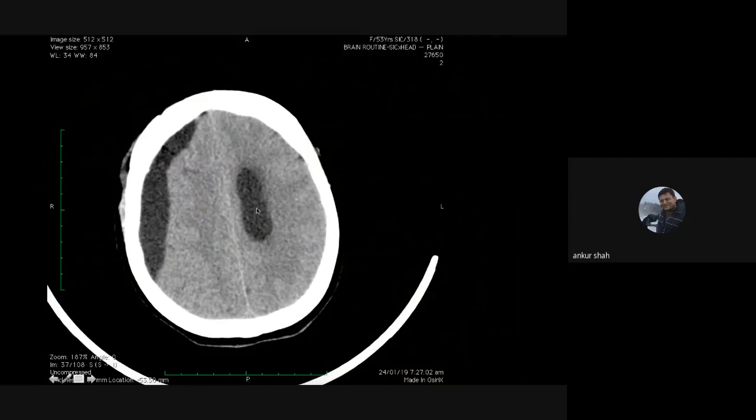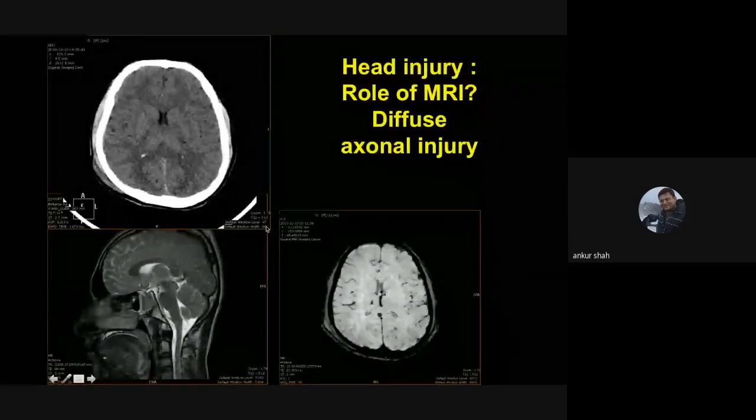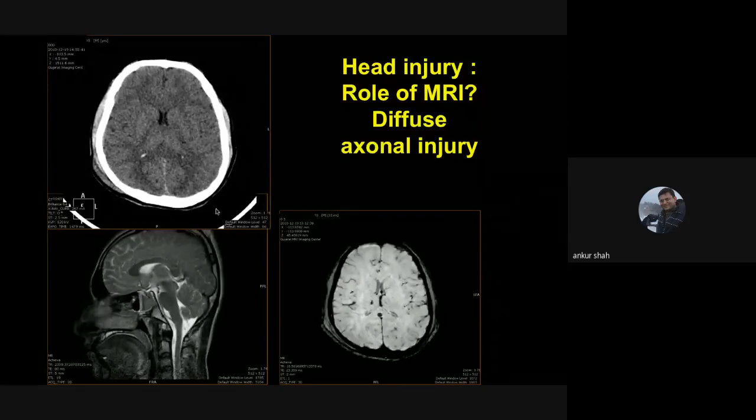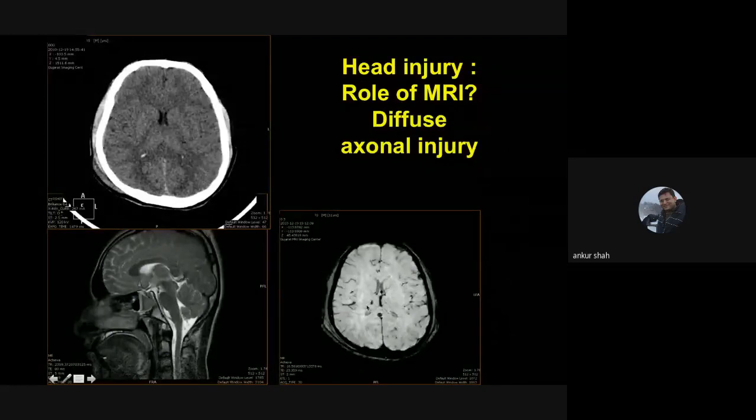This is the ventricle. For head injury, as I said, CT scan is useful. But when do we do MR? When CT scan is normal, like here, a young patient who has significant symptoms, the patient was unconscious and CT scan was normal, then MRI can help in detecting certain subtle contusions like here.